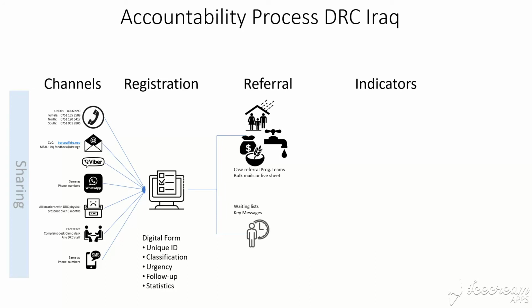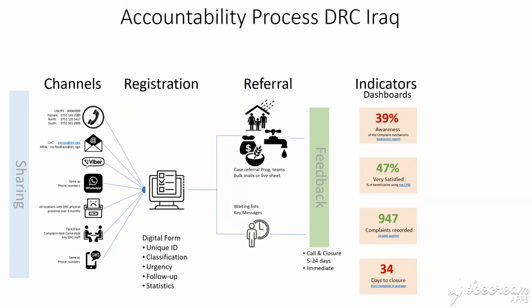The key messages are, for example, if I call and ask for assistance and the location where I'm at doesn't have an assistance by DRC, you can be waitlisted and later for a future project can be contacted. Or if there will be a project in that location later on, it can be assessed by the team. The referrals take a bit longer. They are between 5 to 24 days, whereas the key messages and waiting list are immediately closed.